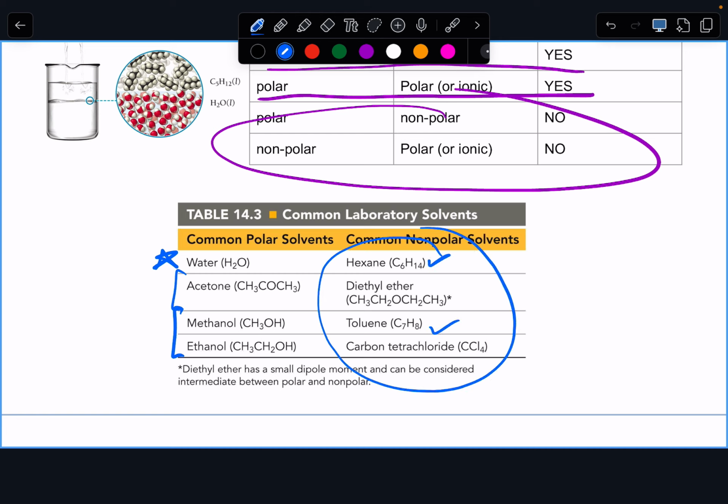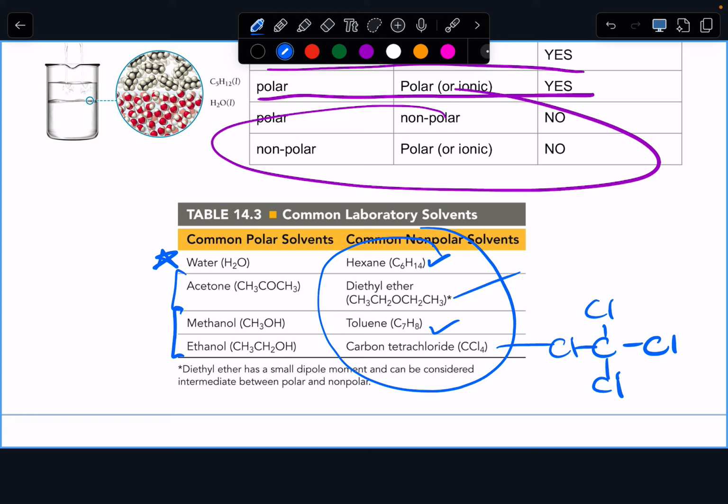Common non-polar ones, hexane and toluene, those are both just carbons and hydrogens, so very much non-polar. Carbon tetrachloride, we've looked at this multiple times. Yeah, you've got polar bonds there, but you've got this tetrahedral arrangement. They're all the same amount of polar bond, and so they'll end up canceling each other out.